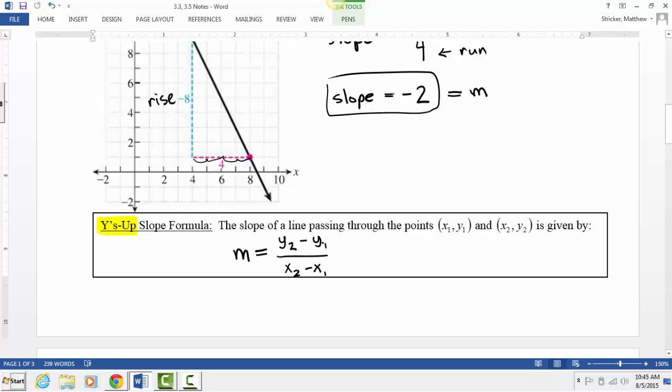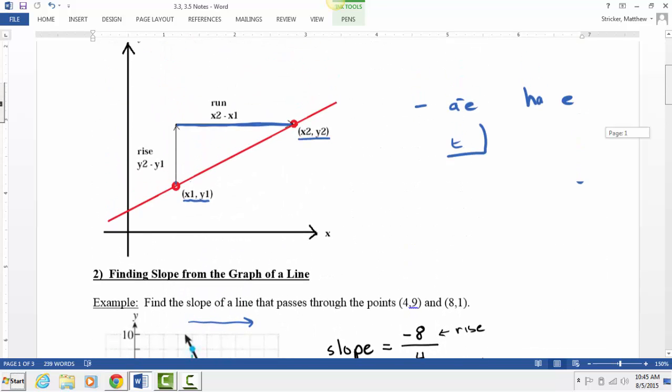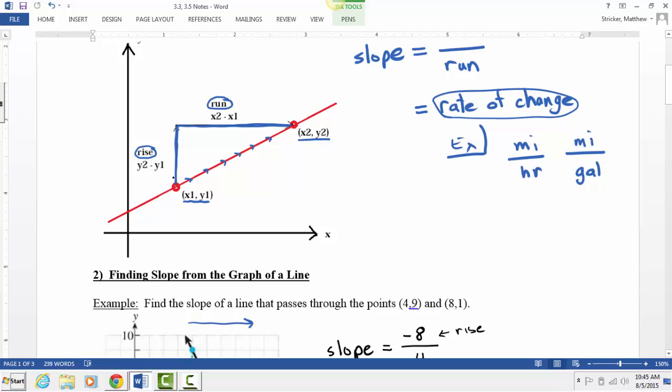This is a change in y, which is how much you rise, and this is a change in x, which is how much you run. And you can even see that in the picture here. This vertical change up above was y2 minus y1, and the horizontal change was x2 minus x1.